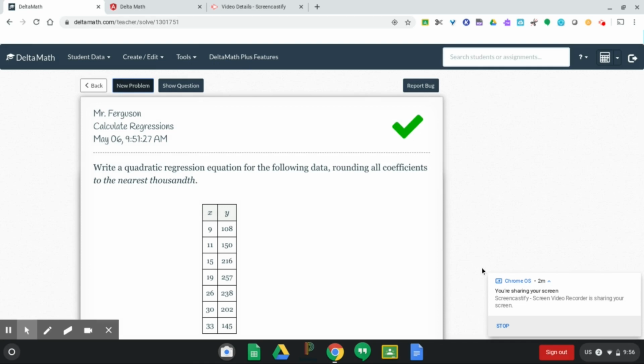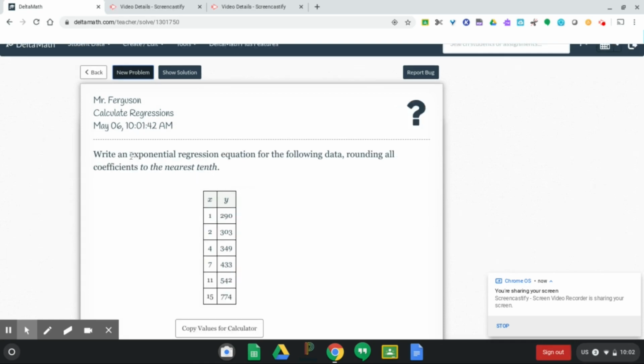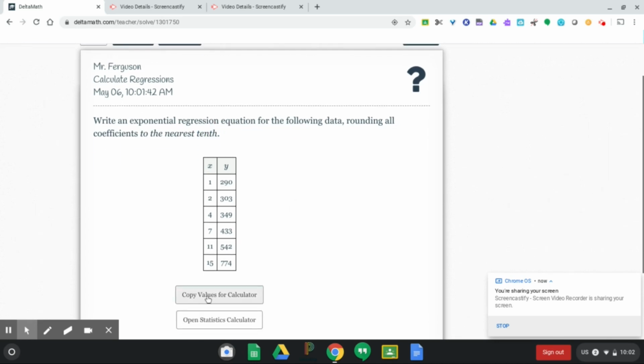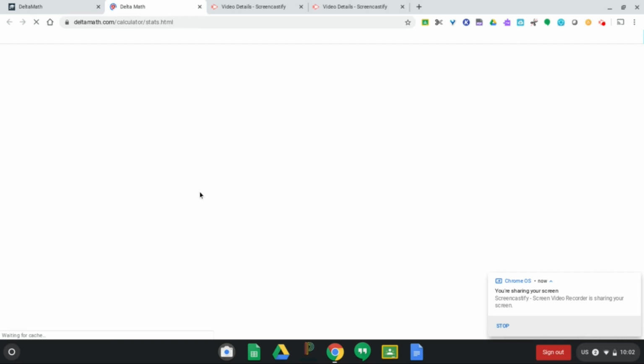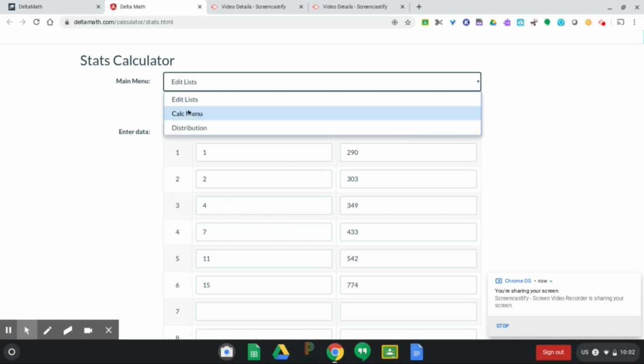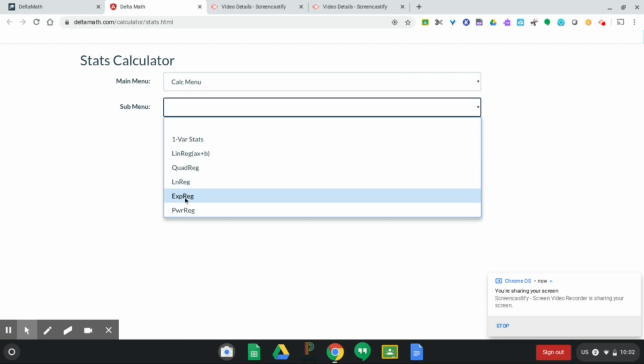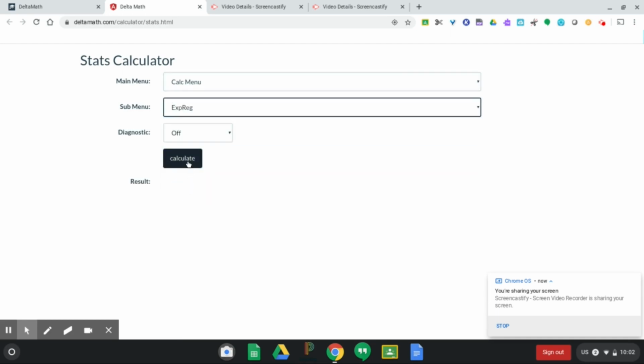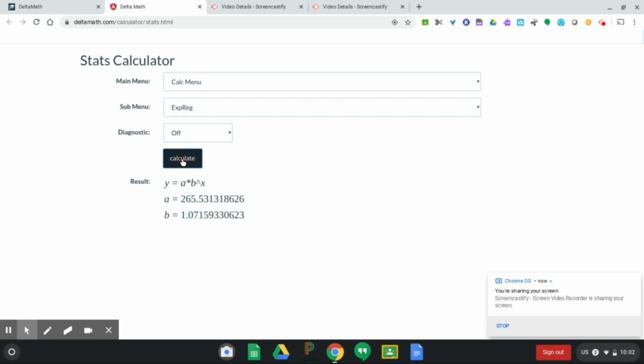Okay. Regressions here is exponential regression. And in this case, we're going to round everything to the nearest tenth. So we lucked out here, no more thousandths. So I want to go to copy values for calculator. I want to click open statistics calculator. I'm going to go to paste values. Again, everything is there. So I want to go to the Calc menu, and in my submenu here, I want ExpReg, okay, exponential regression. Leave diagnostic off. I go to calculate, and here's where I want to write this down.